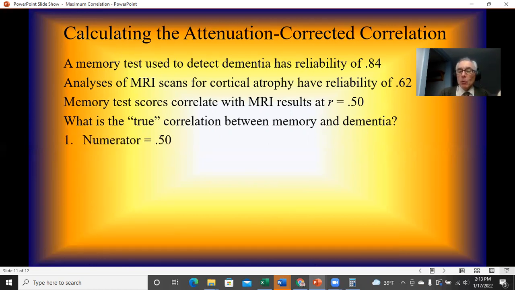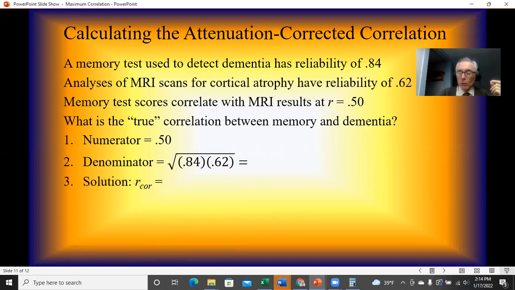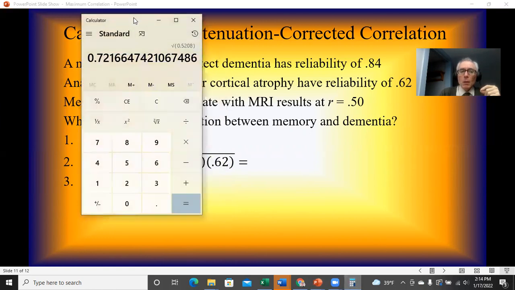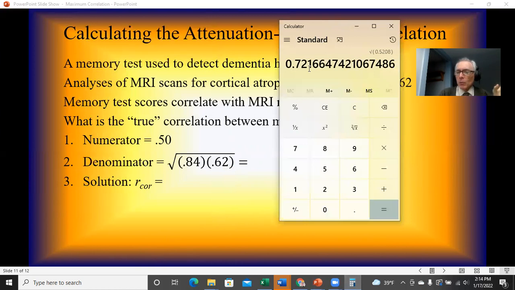So once again, the numerator is simply the correlation we got. That's nice and easy. And the denominator will be the square root of the product of the reliabilities, the maximum possible correlation, which you may recall was 0.72. Again, these are fictitious data. And when I said remember, it's because these are the same numbers we used before. The true correlation between memory and dementia would come out to 0.5 divided by 0.72, which would be 0.69.